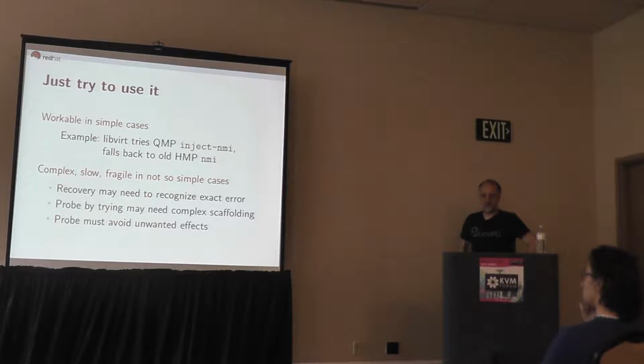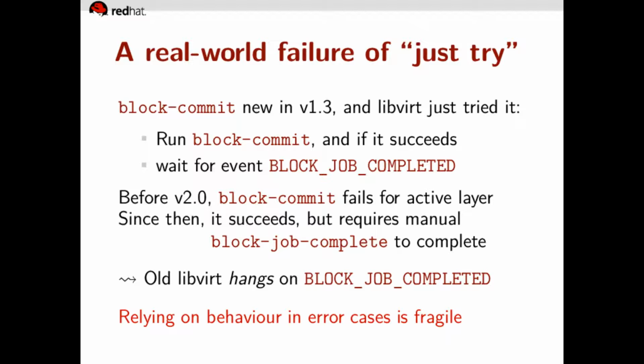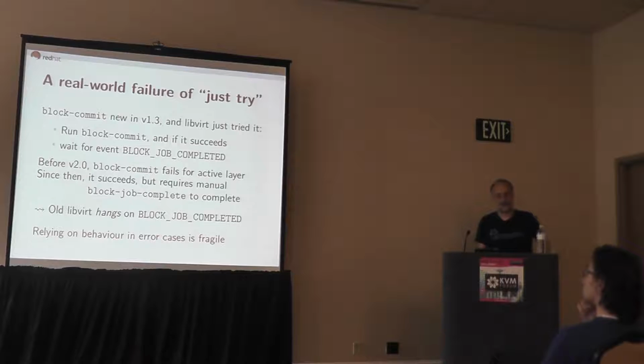You may have to look at the error to figure out whether the thing failed because something you try to do is unsupported, or whether it failed for some other reason. And that's always a pain. You may want to figure out whether this thing is supported before you actually try it in anger. So you want to run a probe. And that probe may need complex scaffolding. It must also avoid unwanted side effects, and that adds to the complexity. But this is all theory, so let's look at a practical real-world failure of just try.